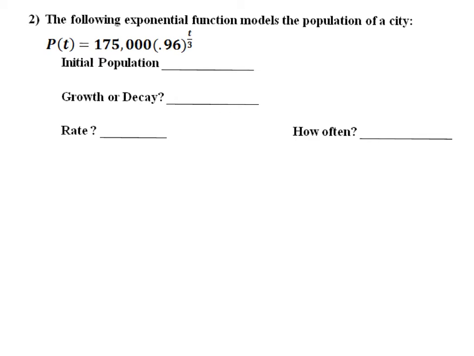Let's do the same thing with example number 2. This time our population equation is P of t is equal to 175,000 times 0.96 to the t over 3. So when I look at this, I see, of course, that my a value is just that initial population, 175,000 people. This, instead of being growth, has to be decay, because when I look at my b value, I see that that b value is less than 1, so this has to be a decay problem. So b is bigger than 0, but it's less than 1. Now let's go ahead and calculate what the rate is.